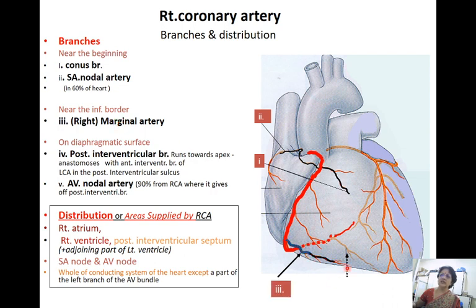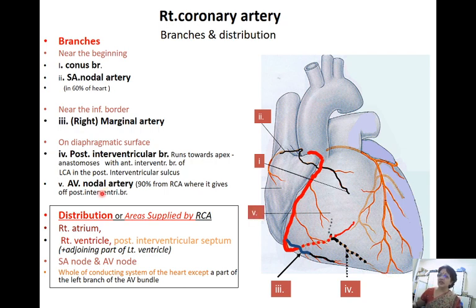margin, is the third branch. Then it gets onto the undersurface, which is diaphragmatic. Once it runs in the groove, it gives off a very important branch called the posterior interventricular branch, which runs towards the apex. There it anastomoses with the anterior interventricular branch of the left coronary. So please remember, again we will revise this, this is another area of anastomosis. The terminal branch is going towards an anastomosis with the opposite side, and the posterior interventricular branch is also going for an anastomosis.